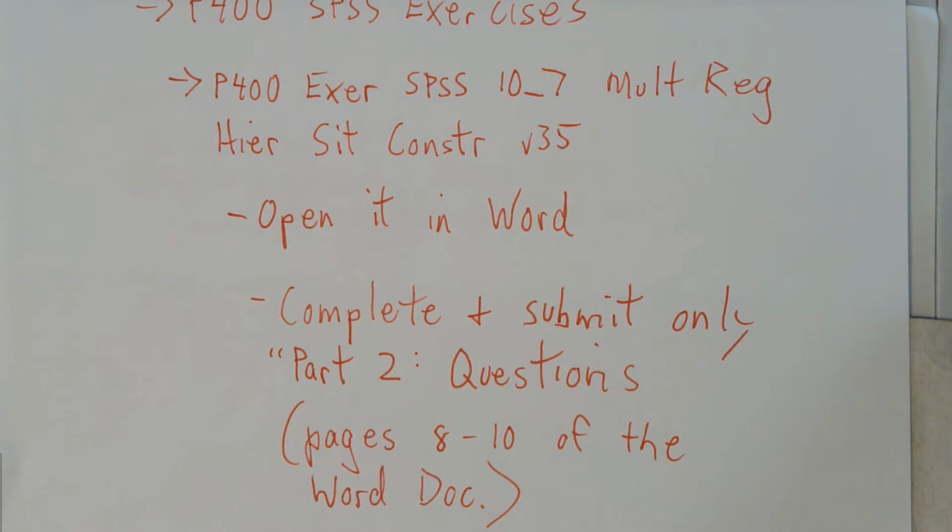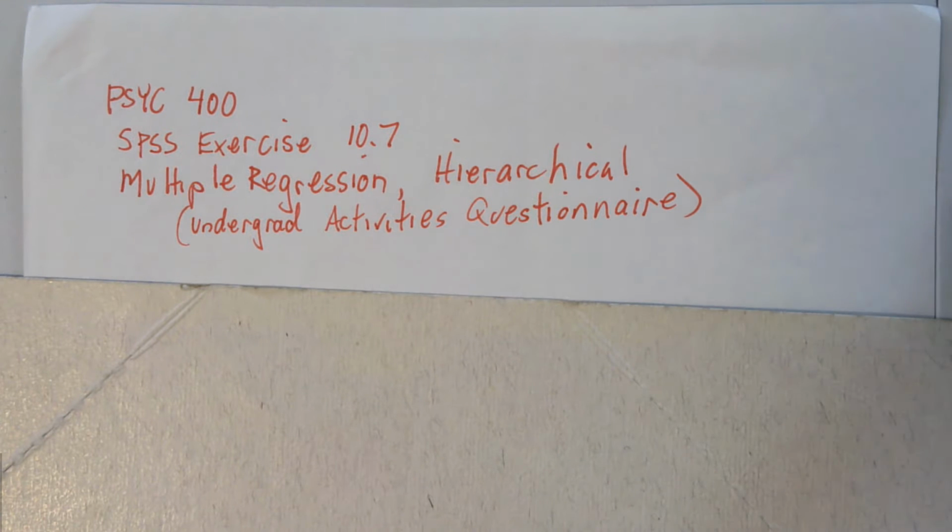The only part you'll hand in to me will be Part 2 questions, along with copies of your SPSS output, which you will have pasted into the Word document by using Snip and Sketch, or the snipping tool in Word, or whatever your preferred snipping tool is. Now that is where you find the assignment. Let's go to the particulars.